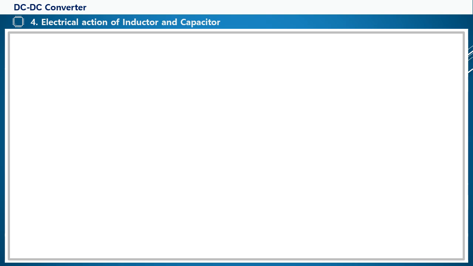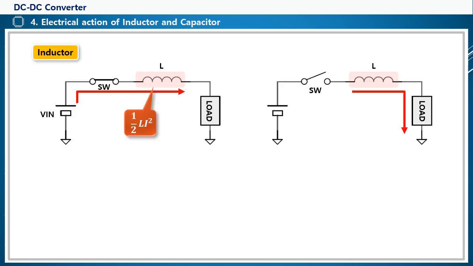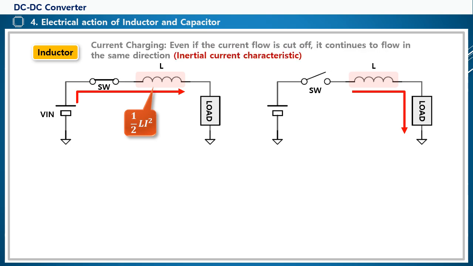Understanding the electrical behavior of inductors and capacitors is necessary to understand the operation of switching regulators. When the switch is turned on, the current gradually increases and flows through the inductor, and the energy of 1/2 Li squared is stored in the inductor element itself, that is, the current is charged. And when the switch is turned off, the current charged in the inductor flows to the load side and is discharged. Inductors charge and discharge current and have the characteristic of inertial current that continues to flow in the direction in which it was flowing.